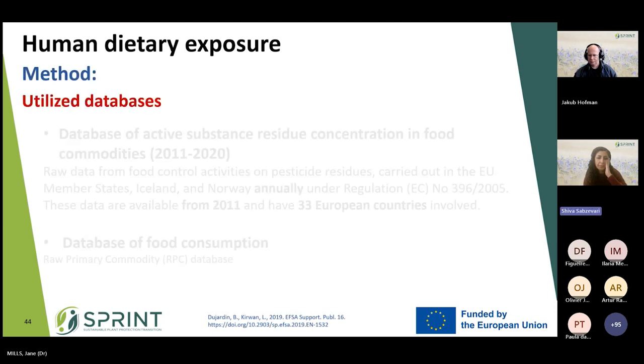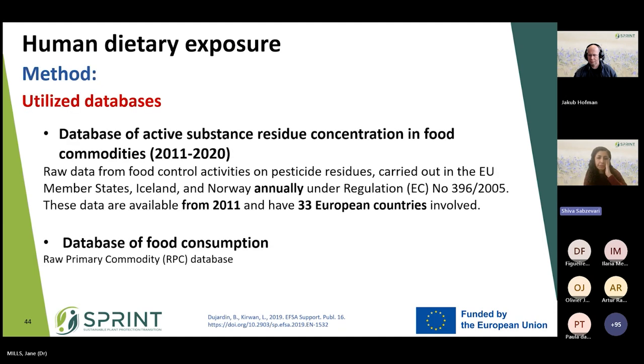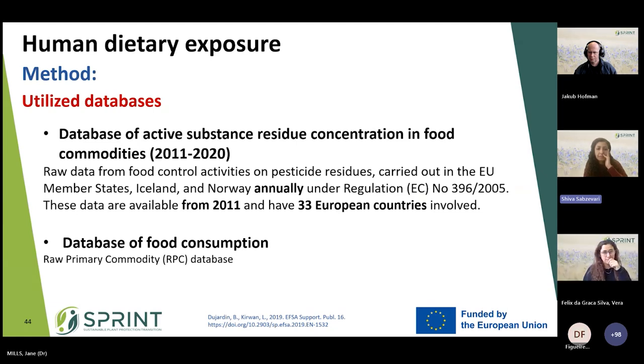To be able to calculate dietary exposure, we needed 2 databases. First, a database of pesticide residue concentrations in food commodities. For this, we used the raw data from annual food control activities on pesticide residues, which are carried out in EU member states, Iceland and Norway every year. These data are available since 2011 and have 33 European countries involved. We used the data for the years 2011 to 2020.